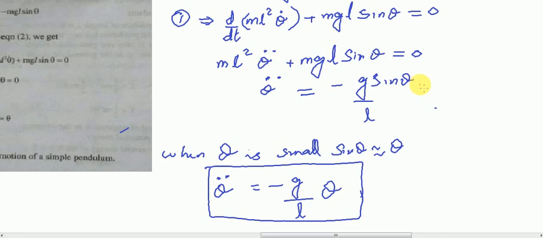And when theta is small, sin theta can be approximated to theta. So this expression becomes theta double dot equal to minus g by L theta. This is the equation for a simple harmonic motion. Theta double dot represents the angular acceleration, and theta represents the only generalized coordinate, the angle with which the pendulum is displaced. So using Lagrangian, very easily we determined the expression for acceleration of a simple pendulum, theta double dot equal to minus g by L theta.